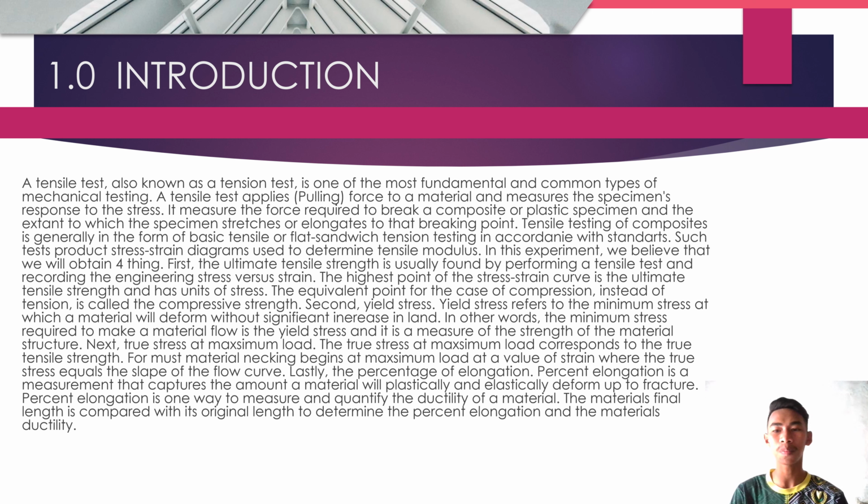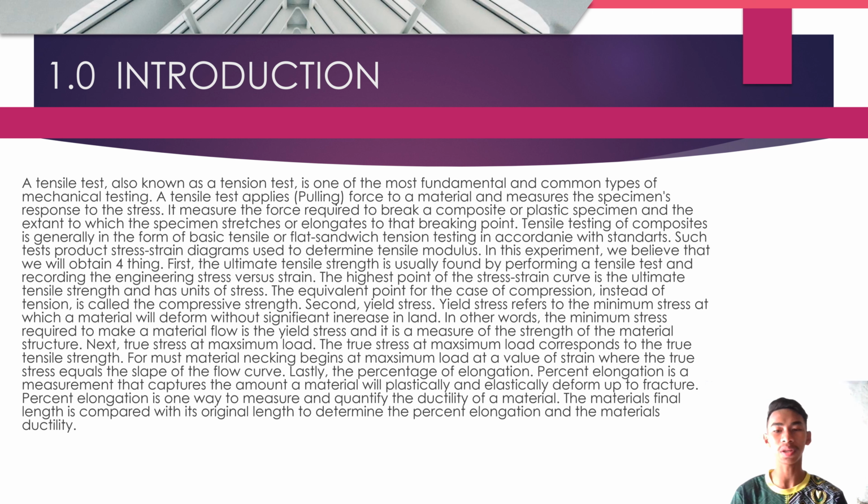The equilibrium point for the case of composite compression instead of tension is called the compression stress. Second, yield stress. Yield stress refers to the minimal stress at which a material will deform without a significant increase in loads. In other words, the minimum stress required to make a material flow is the yield stress, and it is a measure of the strength of the material structure.